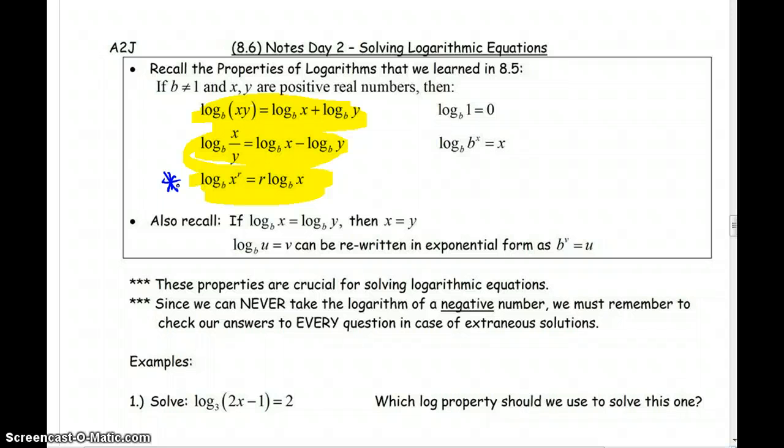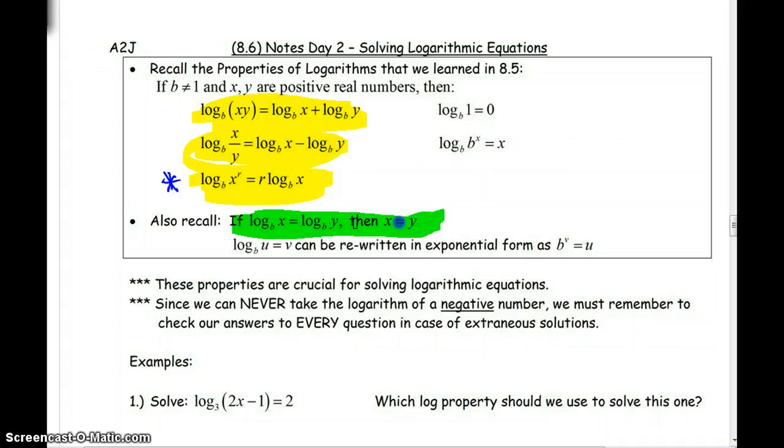Properties can be used to condense logs, and if they're given as an addition or a subtraction, we can combine them into just one logarithm. The top right portion right here, dare I say, we're really not going to see a lot of in action today. However, the bottom two topics here are going to be very, very key.